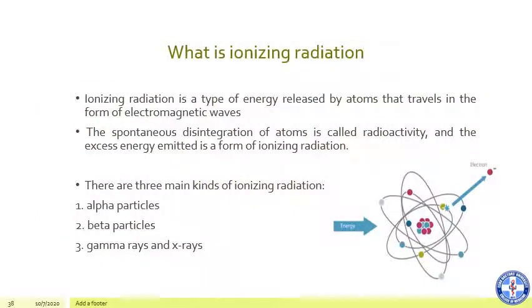Now, what is ionizing radiation? It is a type of energy released by atoms that travels in the form of electromagnetic waves. The spontaneous disintegration of atoms is called radioactivity, and the excess energy emitted is a form of ionizing radiation. There are three main kinds of ionizing radiation. Number one, alpha particles. Number two, beta particles. Number three, gamma rays and X-rays.